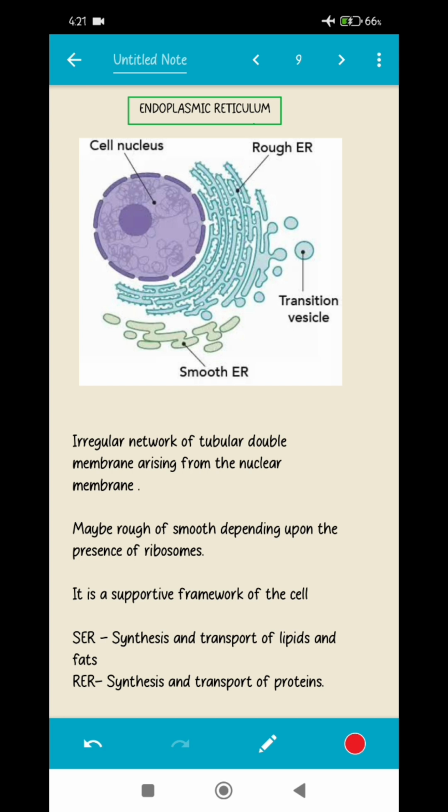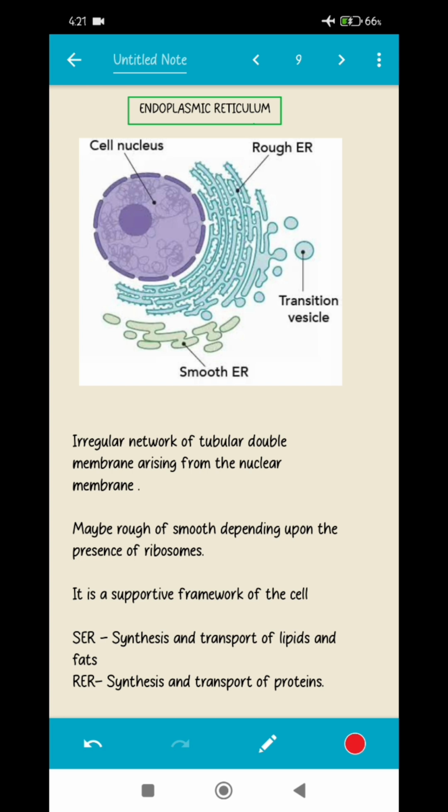It is an irregular network of tubular double membrane arising from the nuclear membrane. As you can see in the picture itself, the endoplasmic reticulum starts from the outside of the nucleus itself, and it is made of very thin tubular structures. Basically they are like small tubes which are totally covering the entirety of the cell. They may be smooth or rough depending upon the presence of ribosomes.